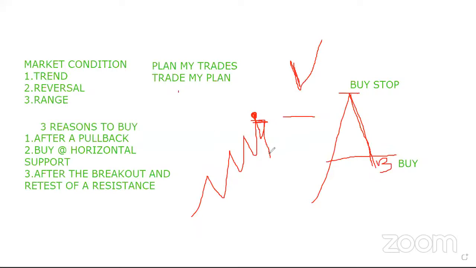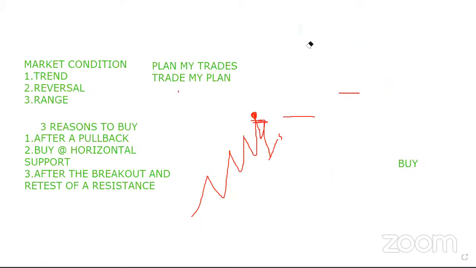If I need an extra confirmation, I just need price to create a lower high, and then I'll start to sell. How do you know that price is changing from a downtrend to an uptrend? Also very simple. Number 1, price must fail to create a new lower low. As price is going down, it must fail to create a new lower low, and then price must break the previous lower high. Very simple. And that's how I know that the trend has changed.